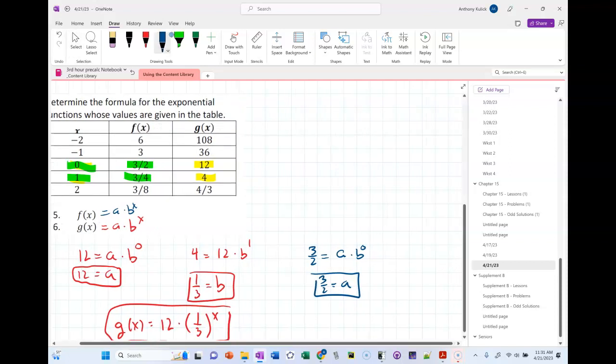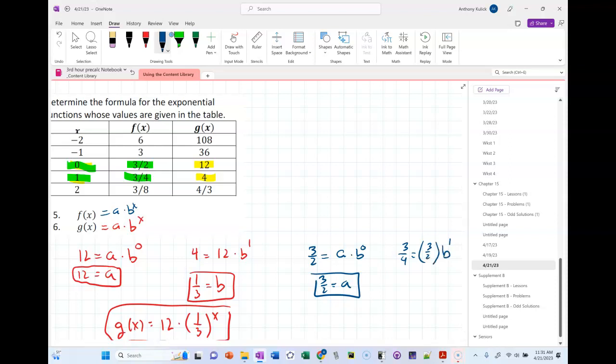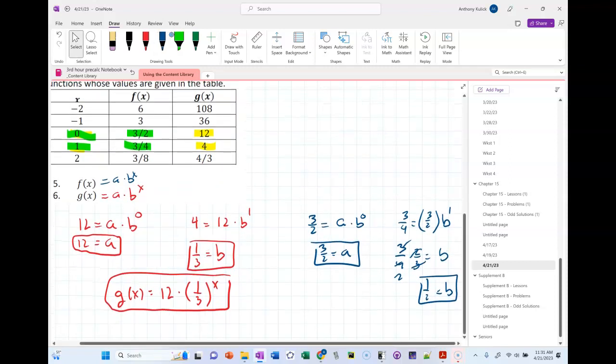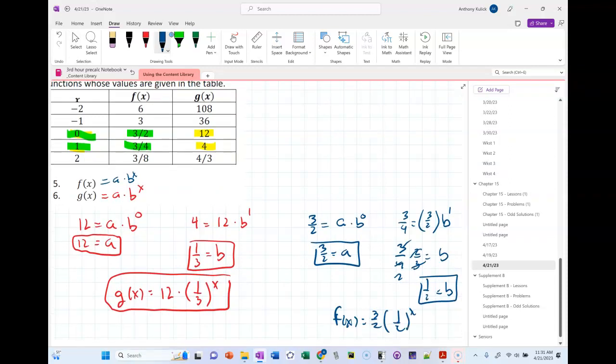Then I'll use the other point. I have 3 over 4 is equal to a, which I know now is 3 over 2 times b to the first. So to get the 3 over 2 out of there, I'll just multiply by the reciprocal, which is 2/3. So I have b is 1/2. So I just say f of x is equal to 3 over 2 times 1/2 to the x.